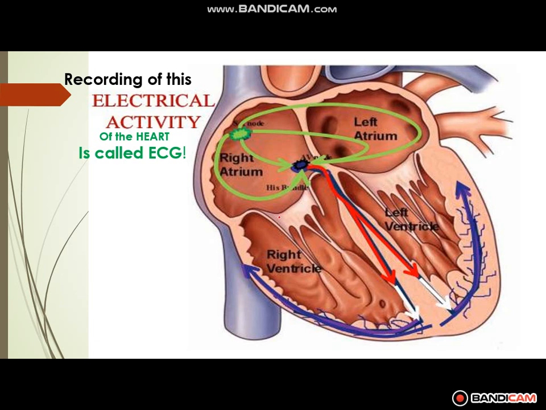So when we want to record this electrical activity of the heart, it is actually called electrocardiography. We can easily say recording of the electrical activity of the heart is called ECG. ECG is the abbreviation of electrocardiography. Electro means electricity, cardio means related to the heart, and graphy means recording. So we can easily know that the recording of electrical activity is called ECG.